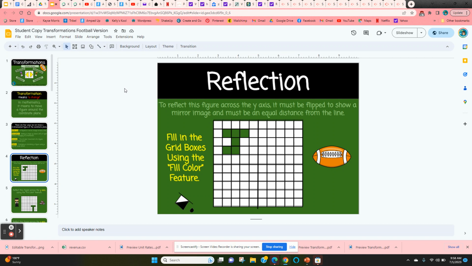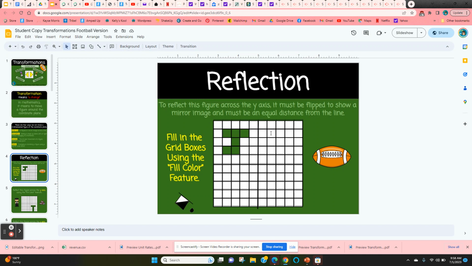So students are going to use the fill color feature of Google Slides in order to create a reflected image. So it would be a mirror image across a line. This one we want to reflect across the y-axis. So it means it's equal distance from the y-axis and a mirror image.